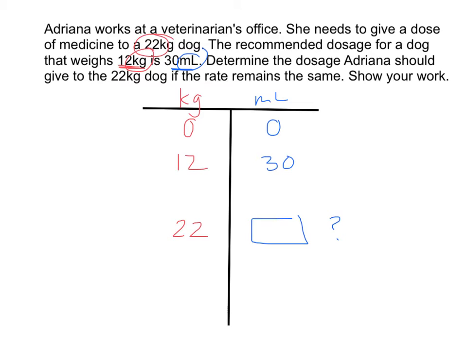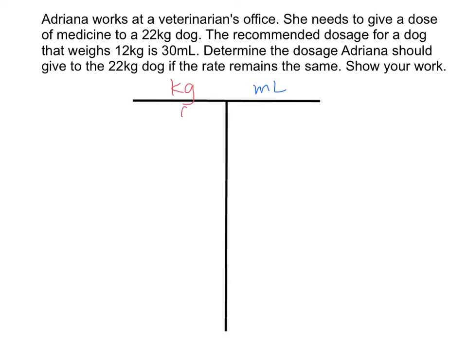Now, since this relationship is proportional, we know that the values must increase by the same amount every time. Right now, we have the numbers 0, 12, and 22, but that's not increasing by the same amount. So let's think about what number we can skip count by. Well, 12 is an even number, and 22 is an even number. So I know that 2 would be a factor of both of these numbers. What if we count by 2's? So we can start at 0 and count by 2's all the way up to 22, since that's the weight of the dog that we need to find the dosage for.